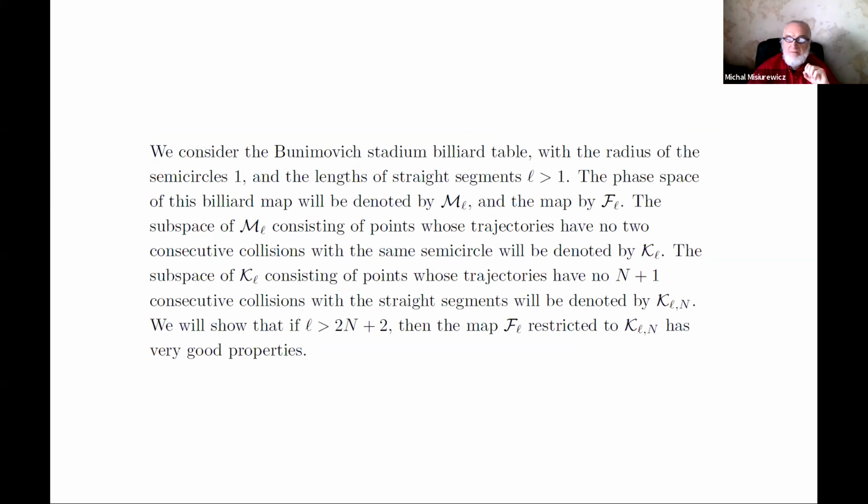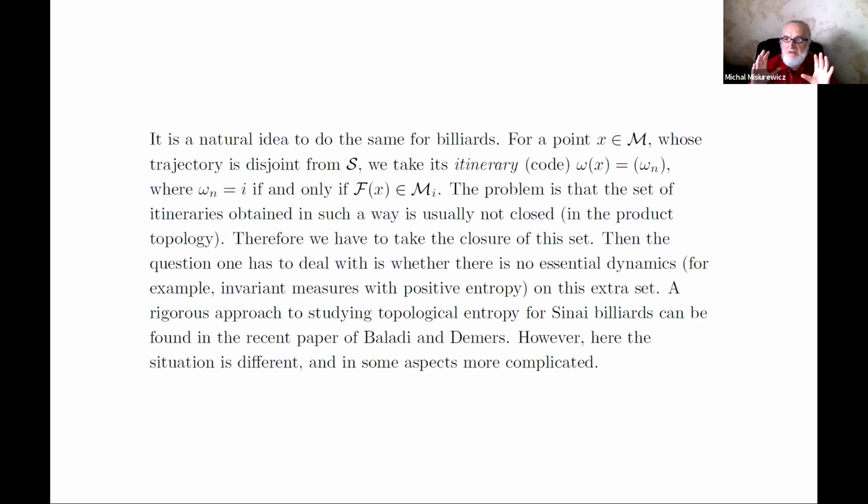Okay, and by the way, there is one additional problem here with the Bunimovich stadium. When you want to make coding, the natural idea is to divide your boundary into 4 pieces. So the one straight segment, the other one, half circle, the other half circle.